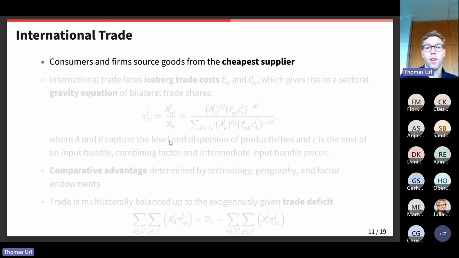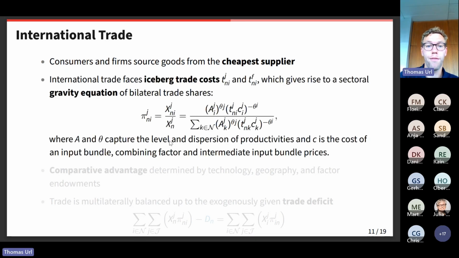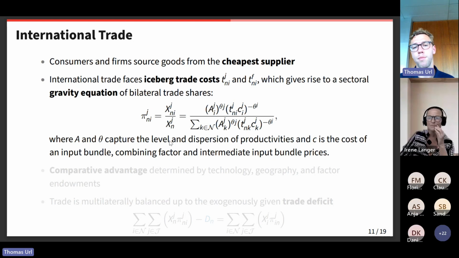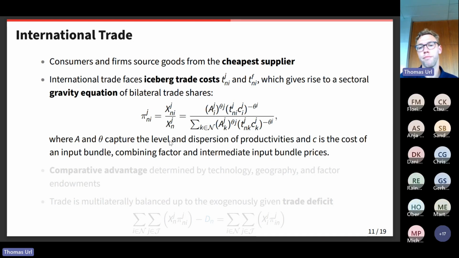And then it's a trade model. We have international trade. Consumers and firms source goods from the cheapest supplier, and they face iceberg trade costs, T. So in order to receive 1 unit of a good, you need to ship T units. It melts on the way, therefore the iceberg analogy.